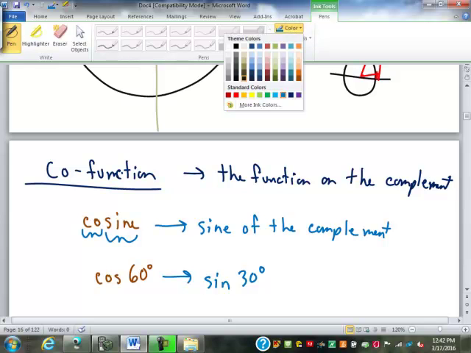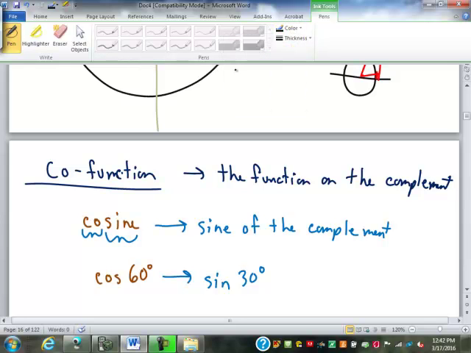Yes? Is the sine and cosine, if you add them together, they always equal 1? Not if you add them together, but there's a relationship between them that does equal 1, but not just adding them together. Right.